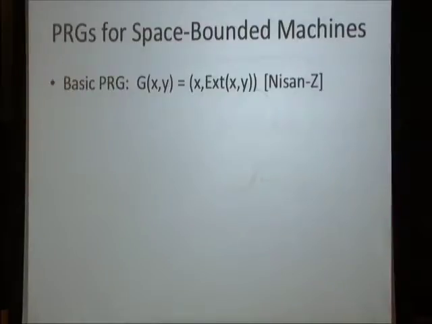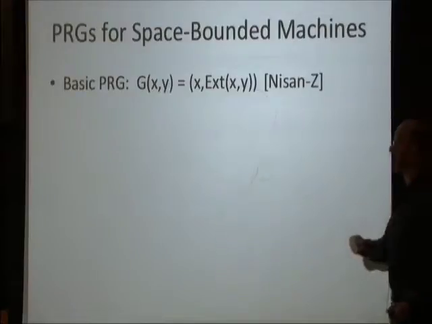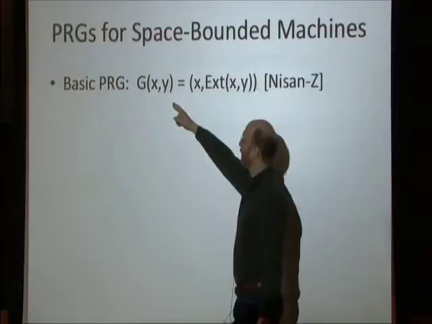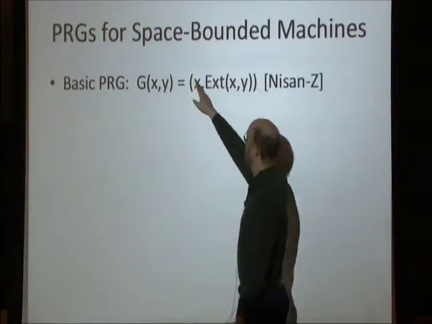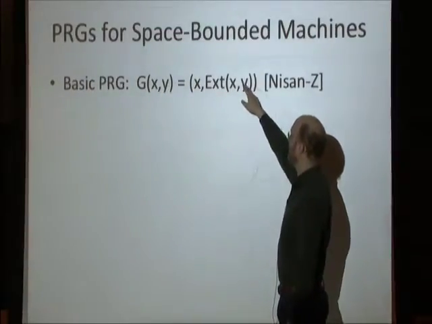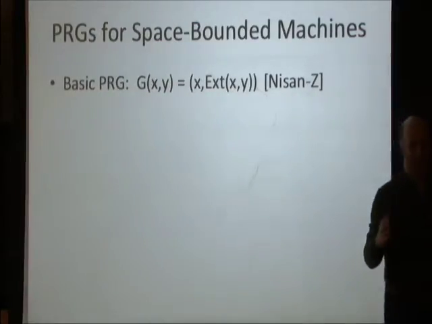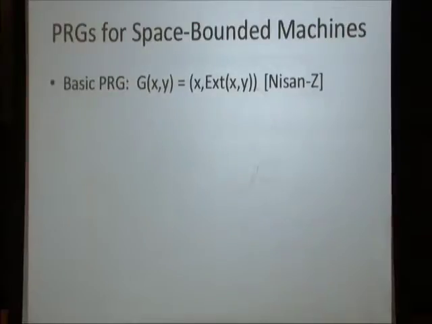Another application is pseudorandom generators for space-bounded machines. So this was actually our original motivation for when we defined extractors. And the basic idea is to, let's say, increase the length of y by looking at x and then the extractor output of x and y. The extractor output of x and y is longer than just y. And that's why there's a gain here.